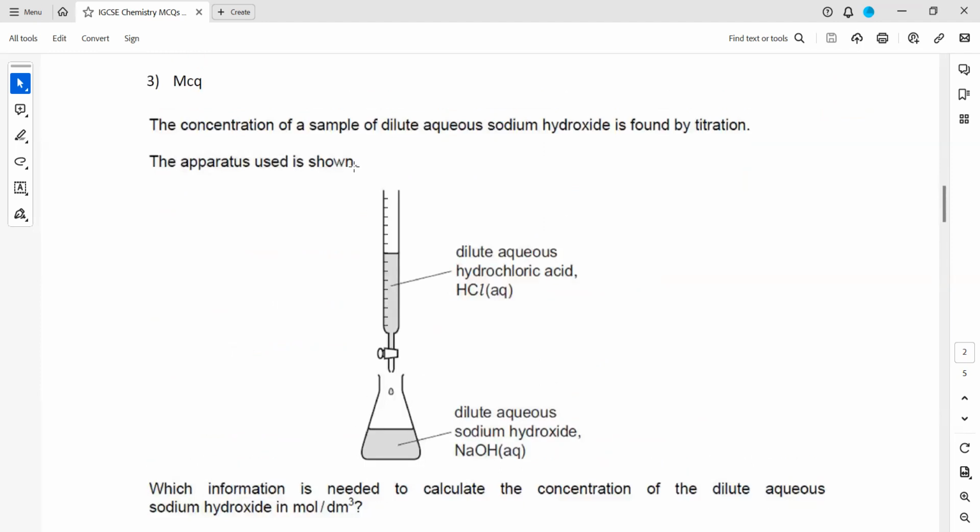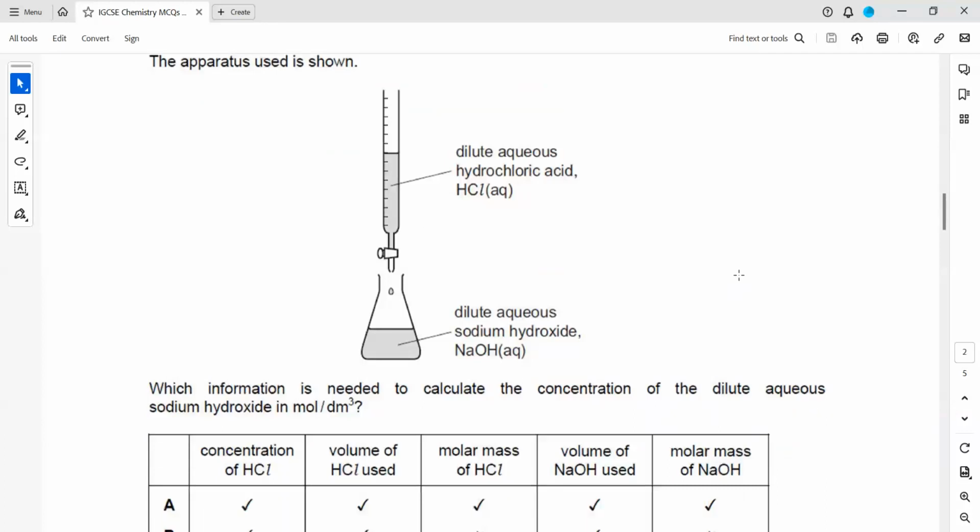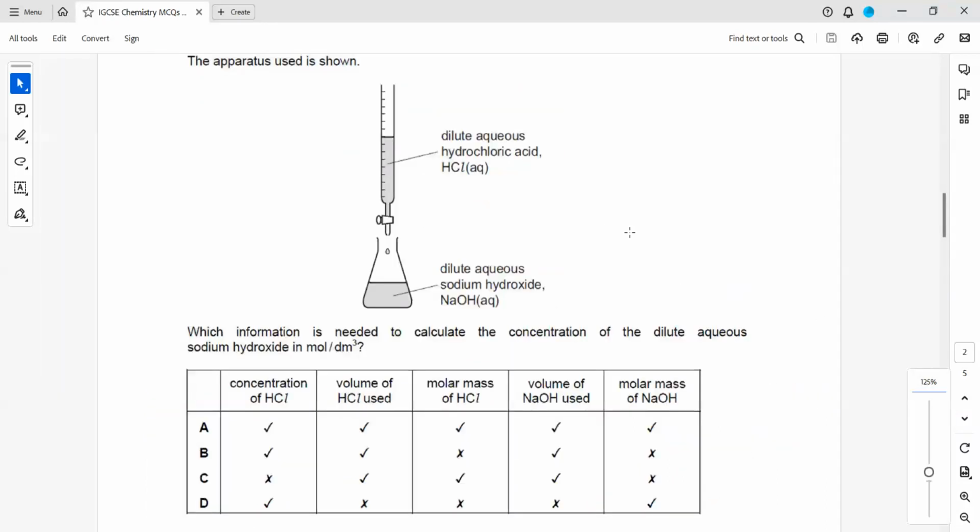The next one, the concentration of a sample of dilute aqueous sodium hydroxide is found by titration. The apparatus is shown. Which information is needed to calculate the concentration of aqueous sodium hydroxide in dm cubed? So first, how are these types of experiments, the titration, done? This solution should have a known concentration. We know the concentration of this solution, and how much volume we remove using a burette, we'll know how much volume is removed. So moles equal concentration into volume. So concentration multiplied by volume will get the moles.